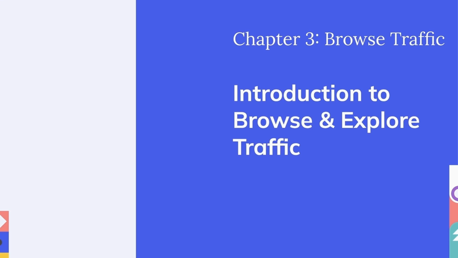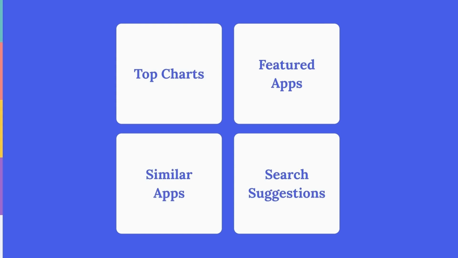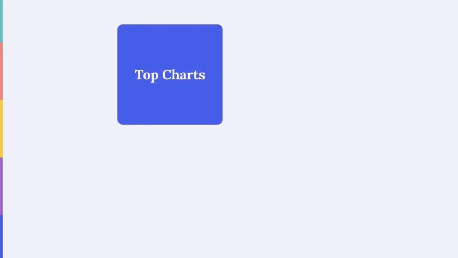With 1.5 billion devices connected to the App Store and Google Play, browse and explore traffic can drive a lot of additional downloads to any app or game. In this video, we'll introduce you to the 4 different store placements that can impact your app's browse and explore traffic. First up are the top charts.